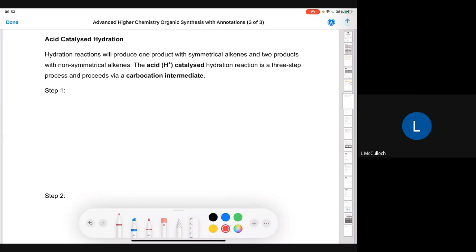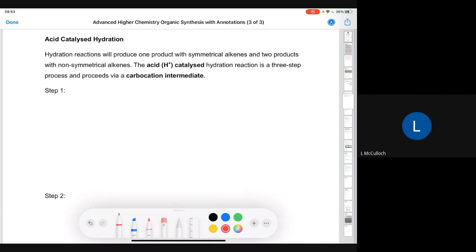So the fifth lesson of the organic synthesis topic is going to look at the other two addition reaction mechanisms. We've got our acid catalyzed hydration, which we're going to start with, and then our halogenation, which we are going to look at after this one here. Okay, so our acid catalyzed hydration.